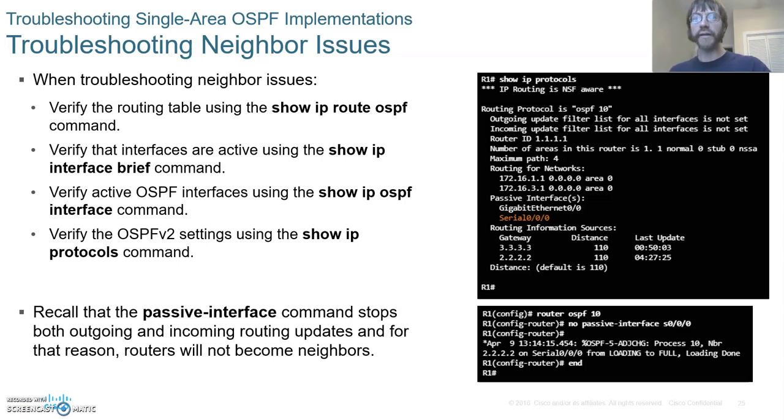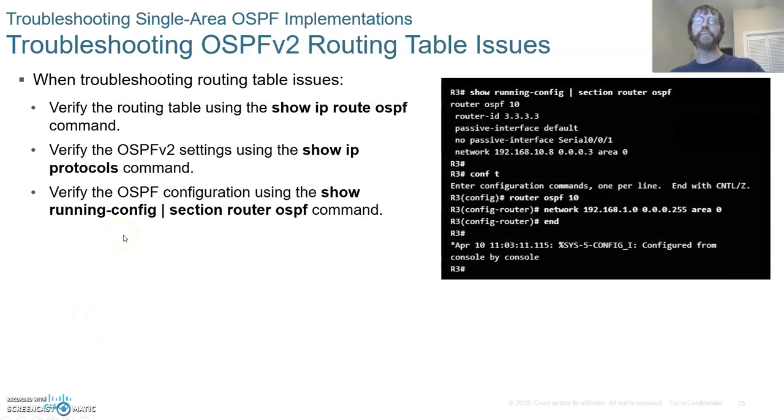Finally, routing table issues. Look at show run pipe section router OSPF. Look at your passive interfaces. Look at your networks. Look at whether those networks are correctly masked out. Like I said, if your interface has one mask and your network statement has a different inverse mask that doesn't correspond to that, it won't work.